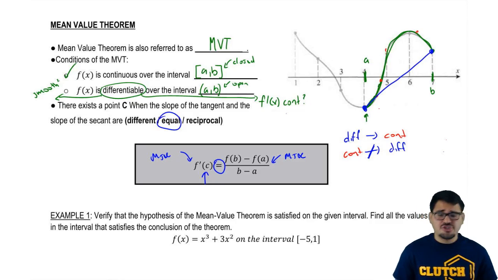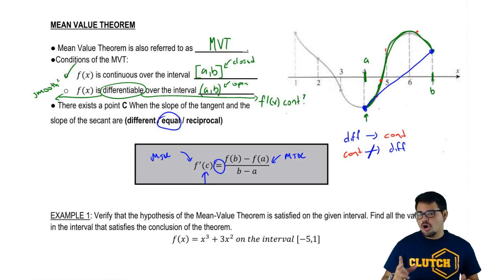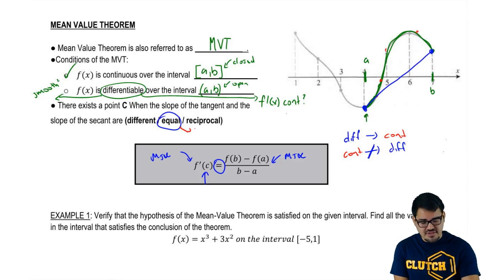So what I'm going to do is, if you guys recall from algebra or pre-calc, when slopes are the same, that's another way of saying that lines are parallel, right?